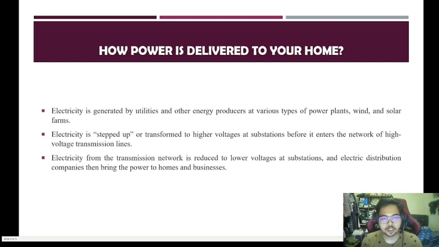Okay, let's go to how power is delivered to your home. Electricity is generated by utilities and other energy producers at various types of power plants, wind and solar farms. Then, electricity is stepped up or transformed to higher voltage at a substation before it enters the network of high voltage transmission line. Electricity from the transmission network is reduced to lower voltage at substation, and electric distribution companies then bring the power to homes and business.